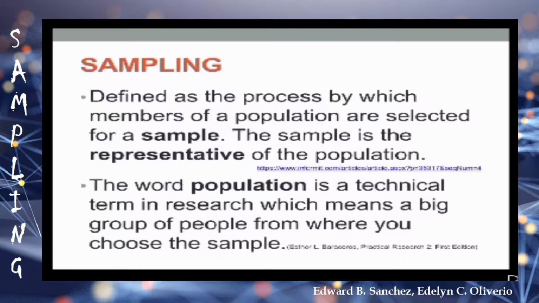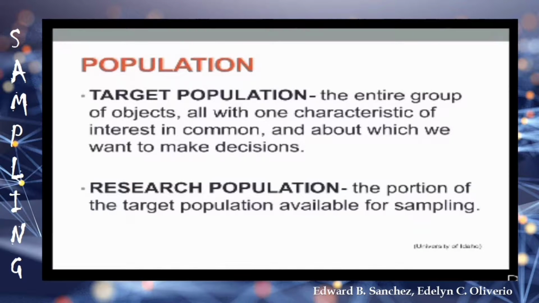Sampling is simply defined as the process by which members of a population are selected for a sample. The sample is the representative of the population. The word population is a technical term in research, which means a big group of people from where you choose the sample. We have two types of population.